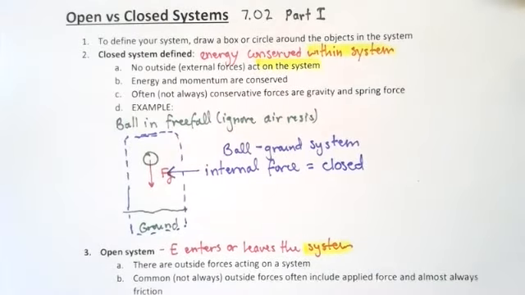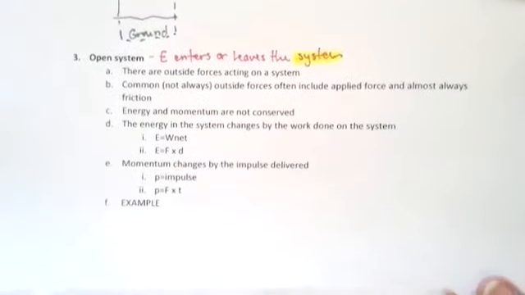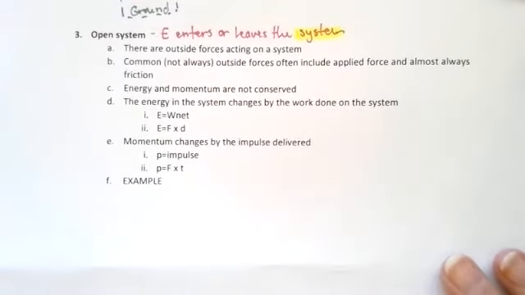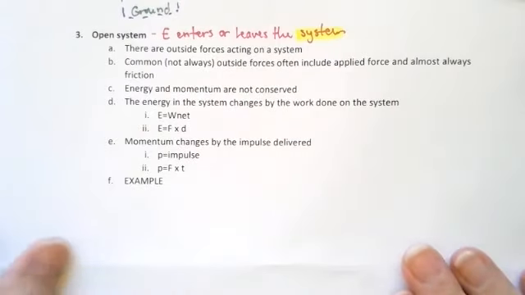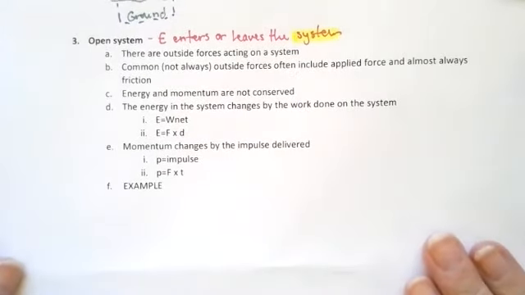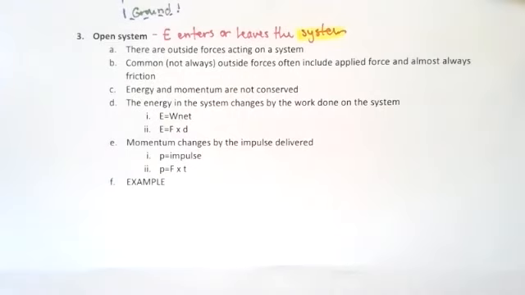Okay, so let's look at an open system. There are outside forces acting on the system. Energy enters or leaves the system. Common, but not always, outside forces can be applied force, but almost always friction. And remember back in our energy bubbles on the last lesson, when we rubbed our hands, we saw that energy leaves in the form of sound and it leaves in the form of heat. So energy and momentum are not conserved.